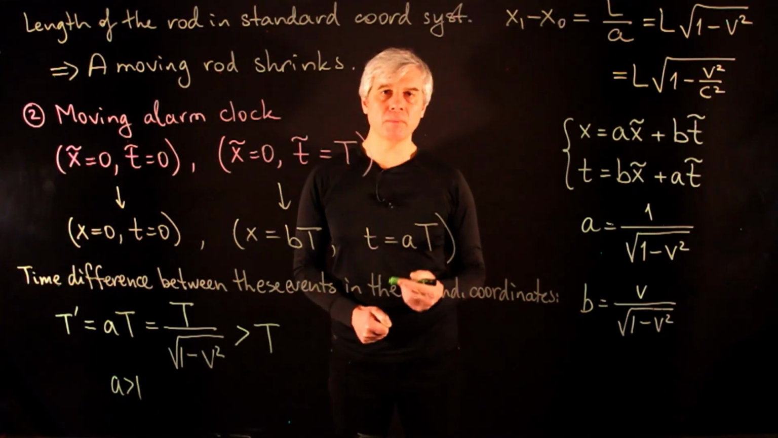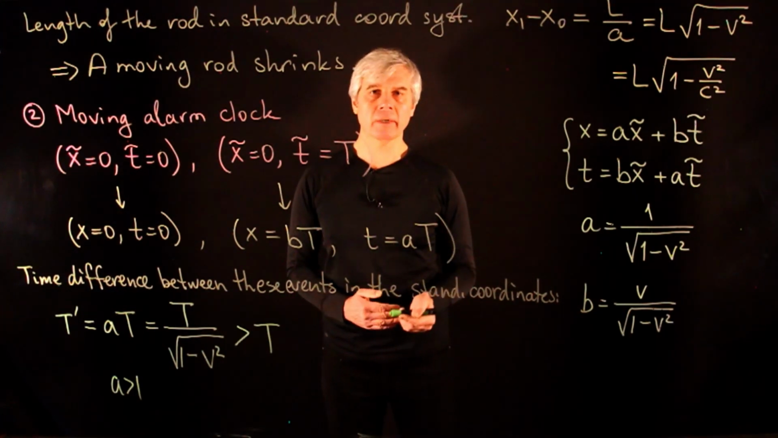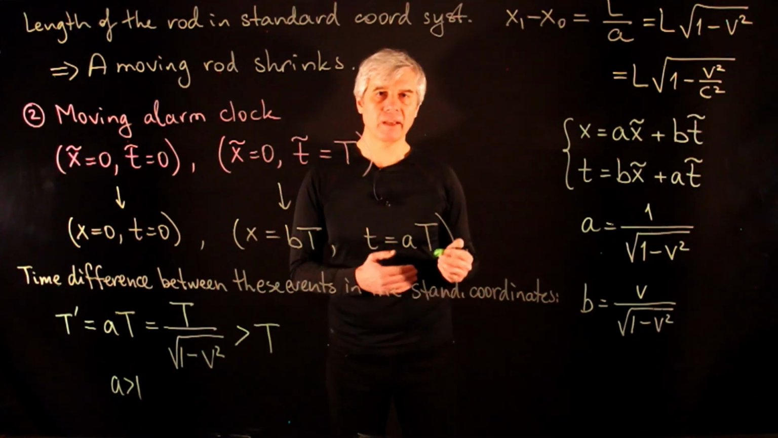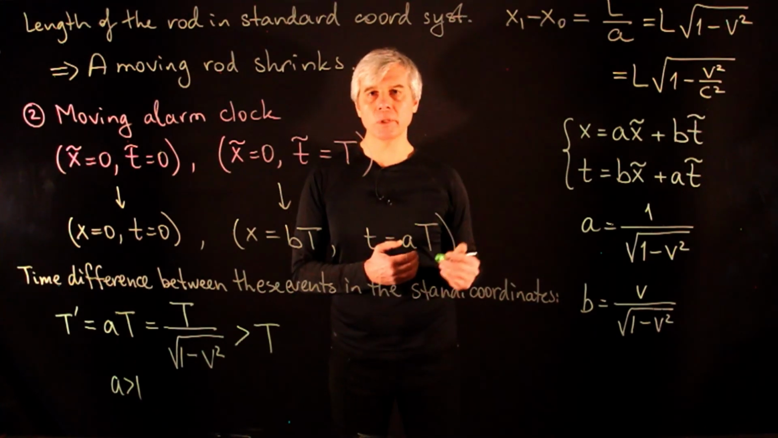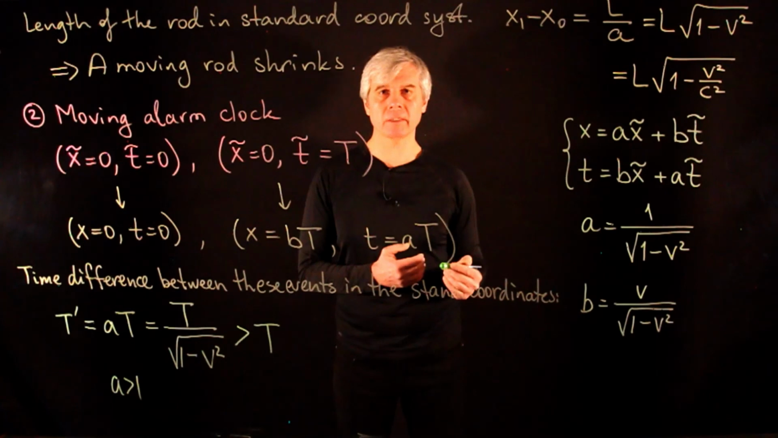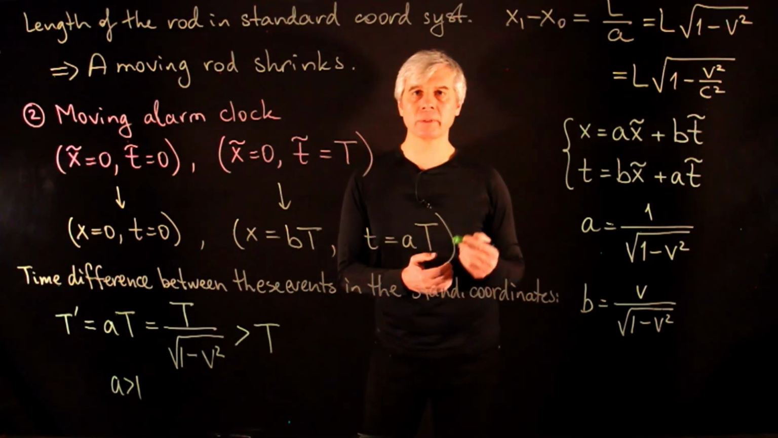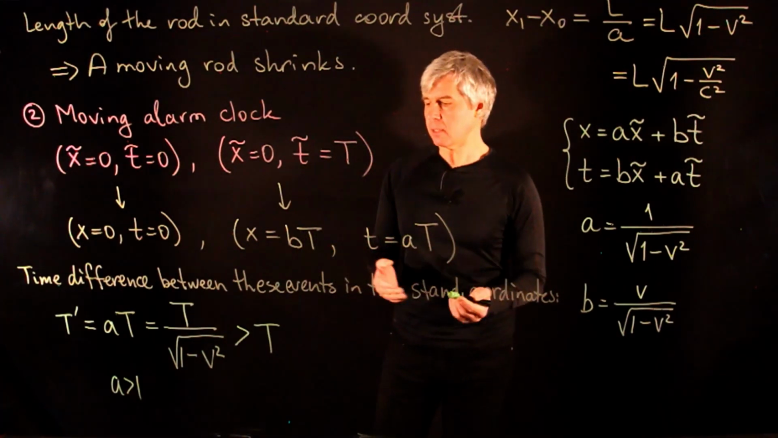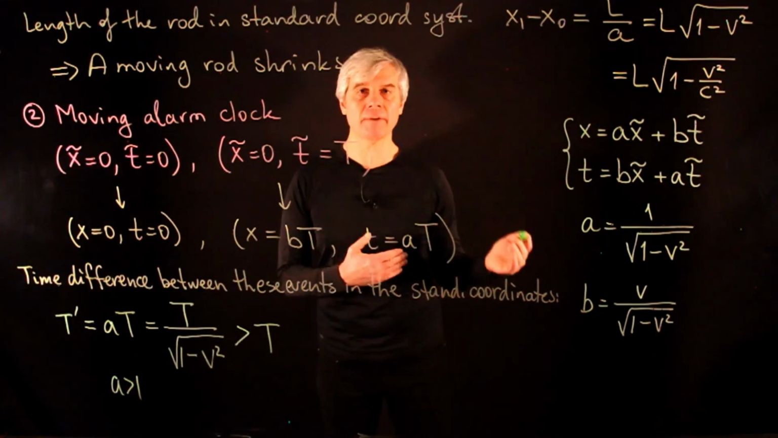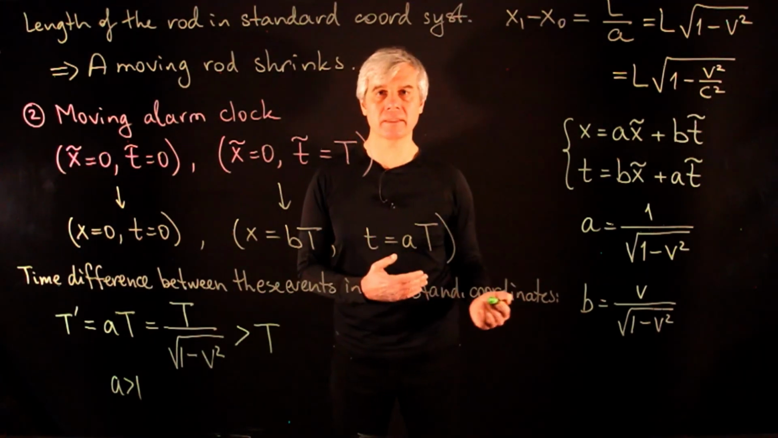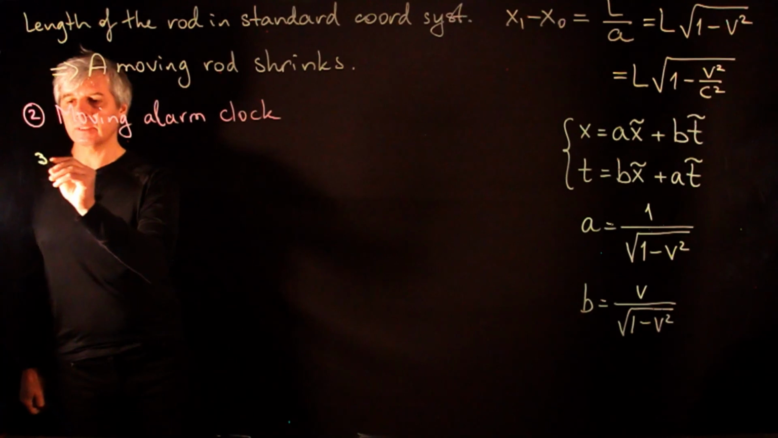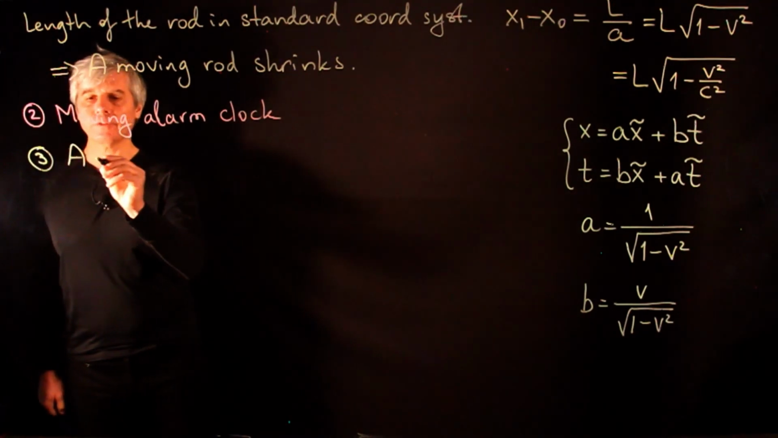And this phenomenon can be verified experimentally. If we take a beam of elementary particles with a short half-life and then use an accelerator to increase the velocity of the particles to velocities comparable with the speed of light, then we will see that the half-life of these particles will increase. As a third example, let us look at addition of velocities.